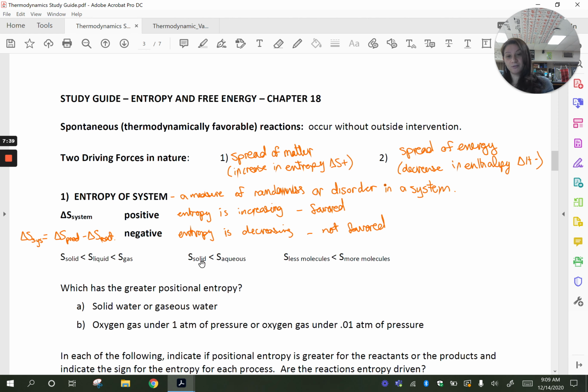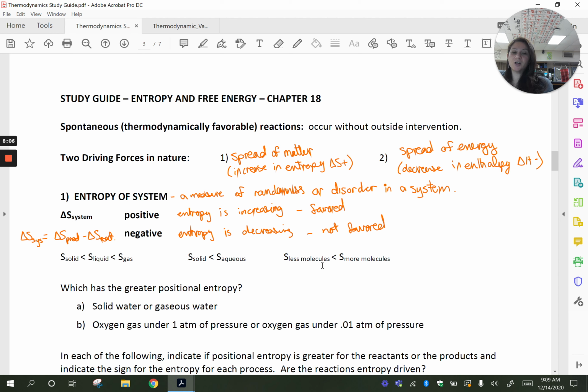In terms of dissolving, if I take a solid and dissolve it to get an aqueous solution, if you think about it again, a solid has a nice organized crystal, has very high order. Once it dissolves, your ions kind of move around in the water, and so those are not as organized. So aqueous solutions have more entropy than the solid form of your substance.